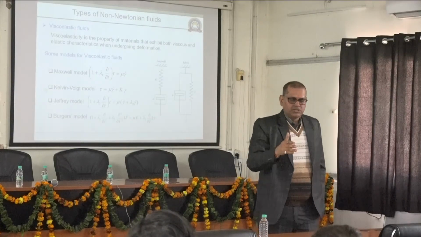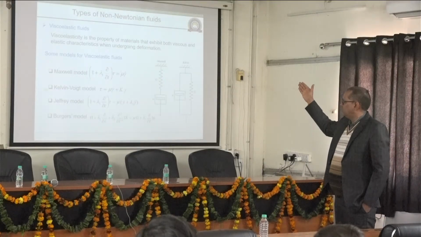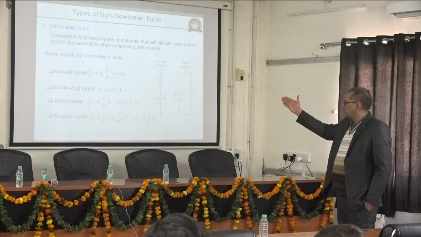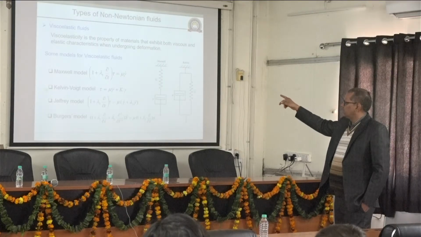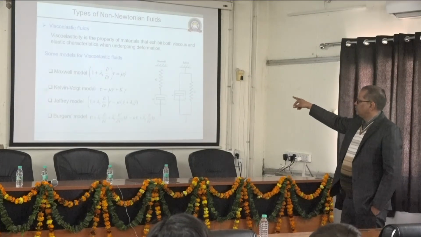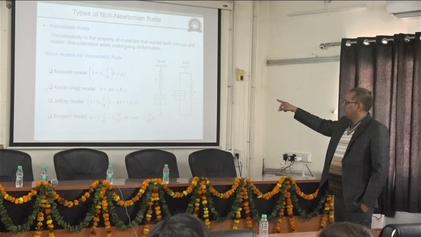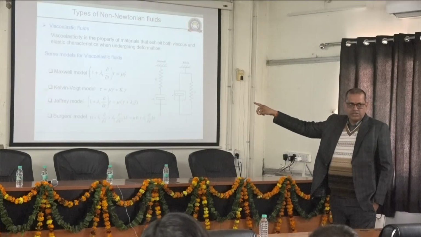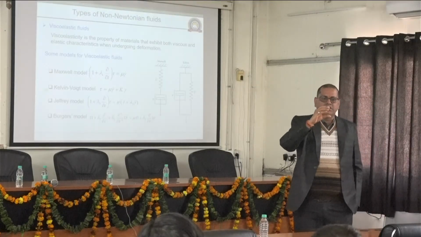So we have the Maxwell model, where we consider Newton's law of viscosity and Hooke's law and make the series combination. In this model tau is the stress, mu is the viscosity, gamma dot is the rate of deformation, and you see it is a time-dependent stress, and lambda 1 is the relaxation time. In the viscoelastic fluid, it is the time taken to regain the original shape.